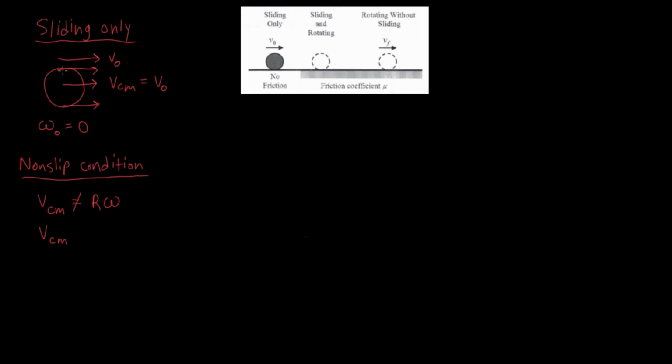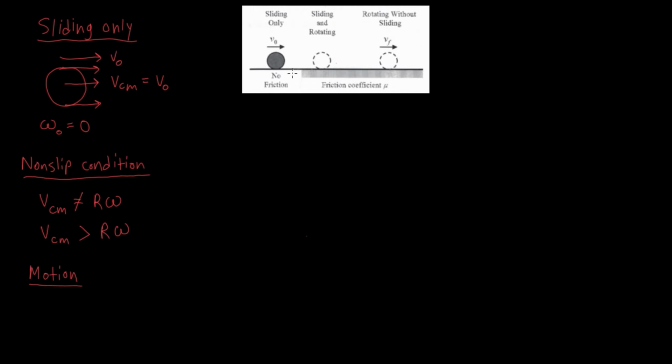And so what we can write is that the velocity of the center of mass is actually greater than the radius times the angular speed because the angular speed is 0. So if we multiply the angular speed of 0 by the radius, this entire term just goes to 0. And so the velocity of the center of mass is going to be greater than 0. So the non-slip condition in this case is actually not satisfied.